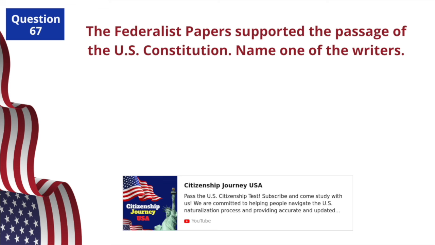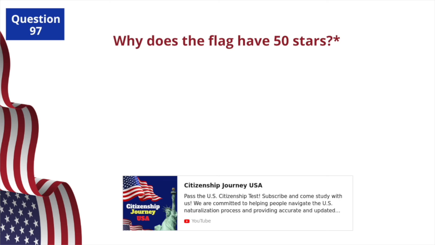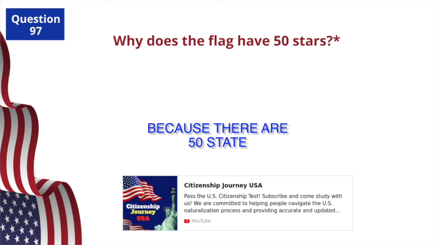The Federalist Papers supported the passage of the U.S. Constitution. Name one of the writers. James Madison. Why does the flag have 50 stars? Because there are 50 states.